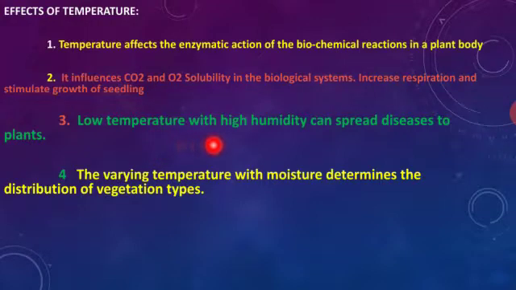Lower temperature with high humidity can spread diseases in plants. When the temperature is low and the humidity is high, it spreads diseases in the plants. And the variation in temperature with moisture determines the distribution of the vegetation types. So these are all about the effects of temperature.